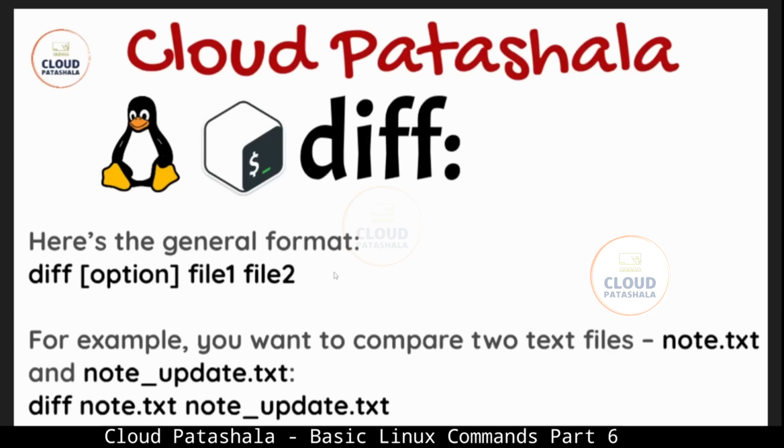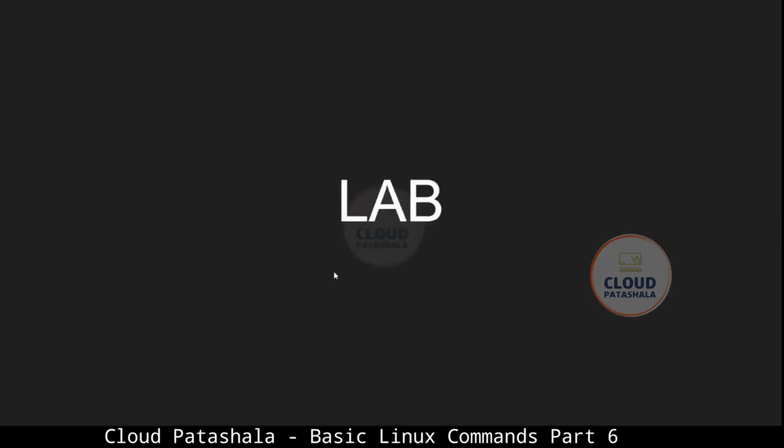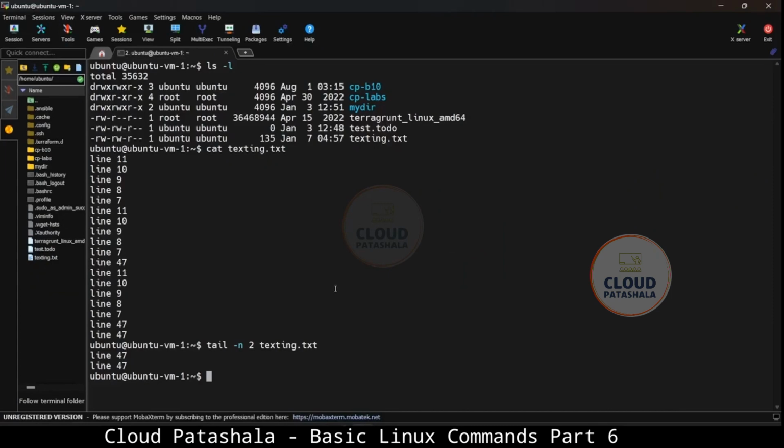For example, if you want to compare two files, node.txt and node_update.txt, what I would do is diff node.txt and node_update.txt. There are some additional options that can be added as flags. -c displays the difference between the two files in a context form. -u displays the output without redundant information. -i makes the diff command case insensitive. So let's look at a lab example of how this can be achieved.